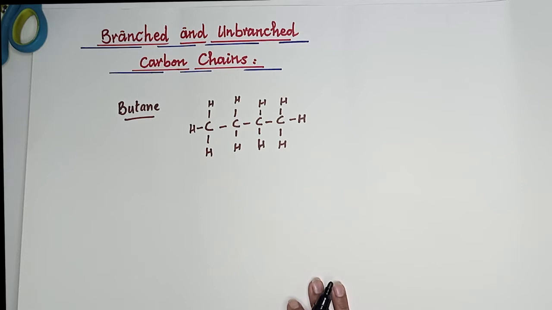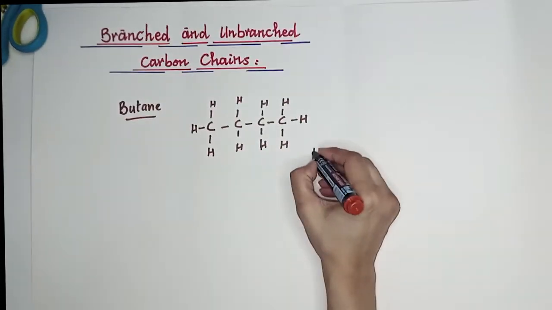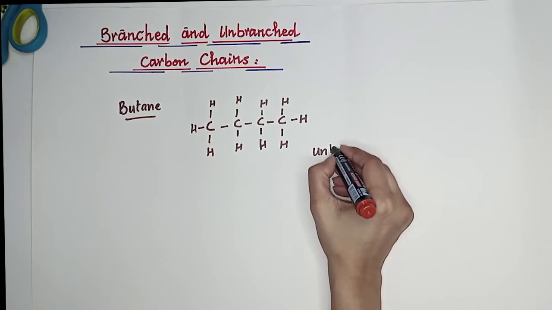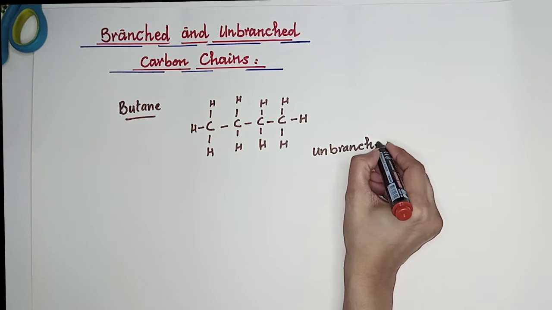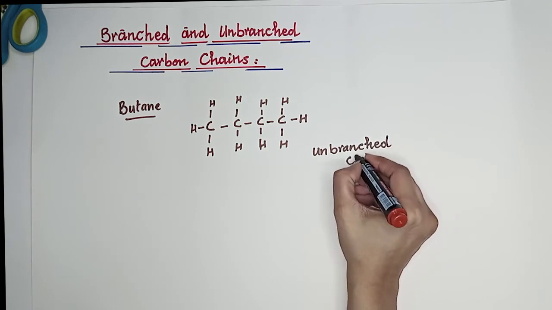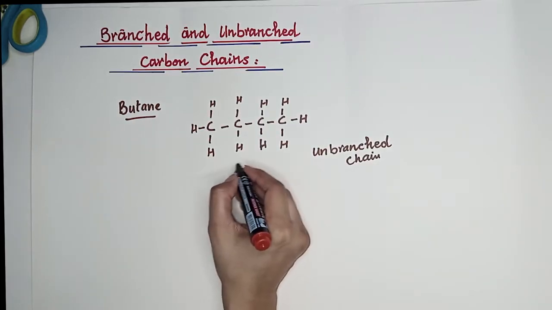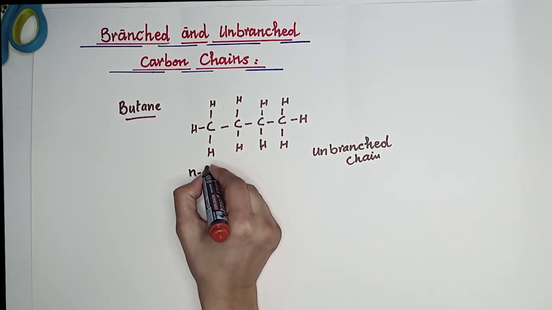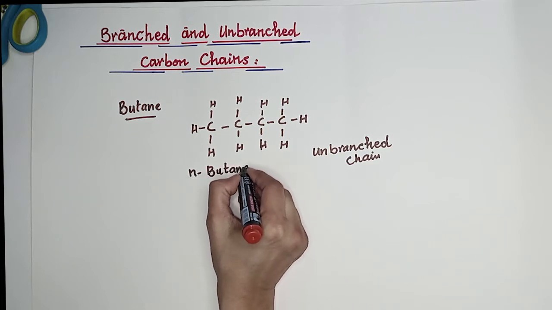And if this is a straight chain, then we will say this is the unbranched chain. For an unbranched chain, we will write a straight chain and we will name it like n-butane. N-butane means it is a straight chain.